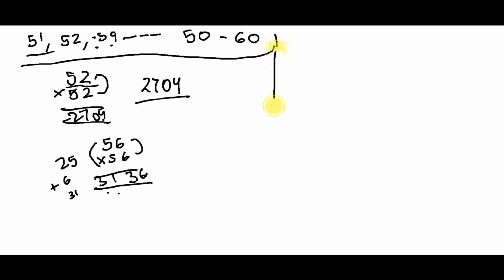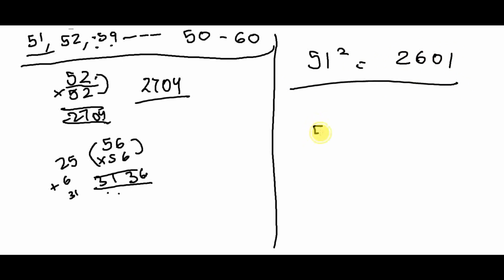Let's look at a few other examples. 51 square equals 2601 and 53 square equals 2809. Let's check if they're correct.